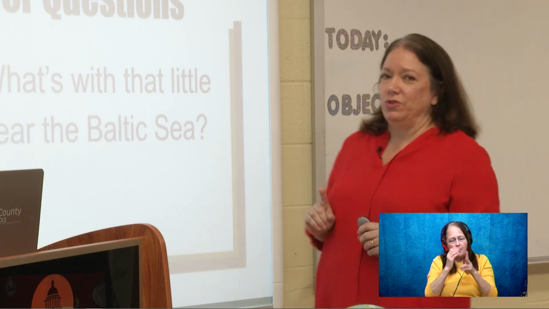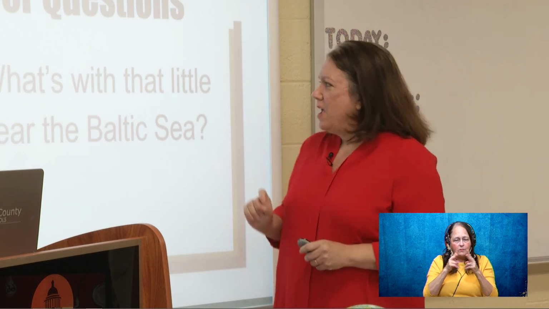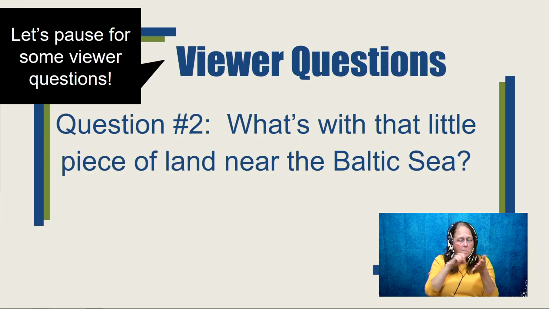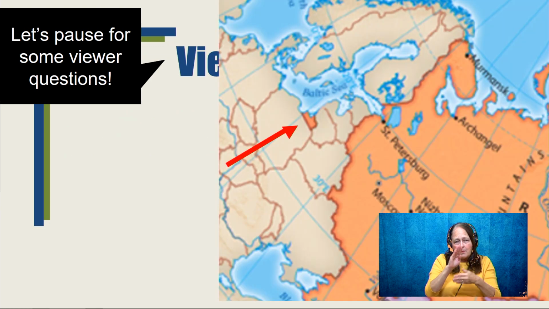Some of you astute, very observant students may have noticed there's something with a little piece of land near the Baltic Sea. Did you pick up on it? There's a map, and we can zoom into that. Here's Russia, and it's colored the same color as Russia, so that must mean it's part of Russia. You're absolutely right. If you noticed that, then good for you.